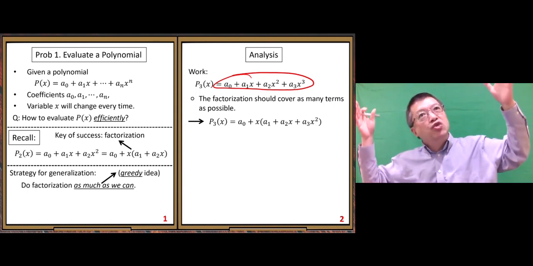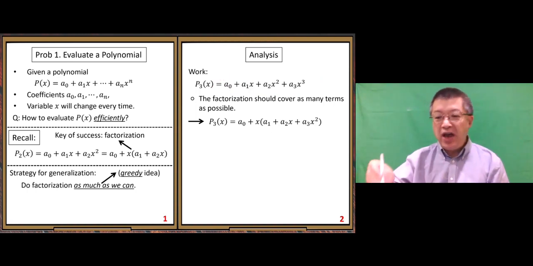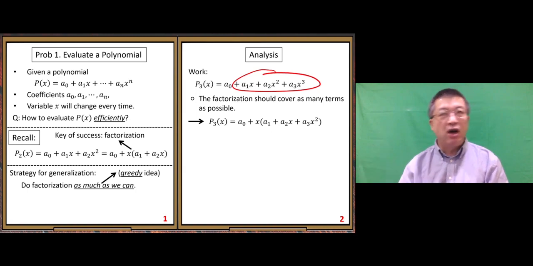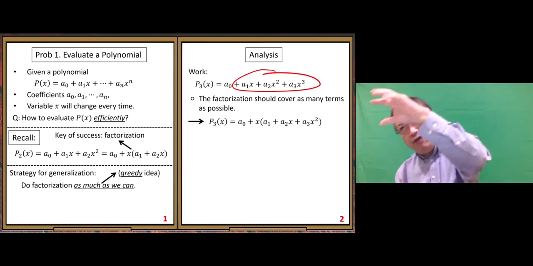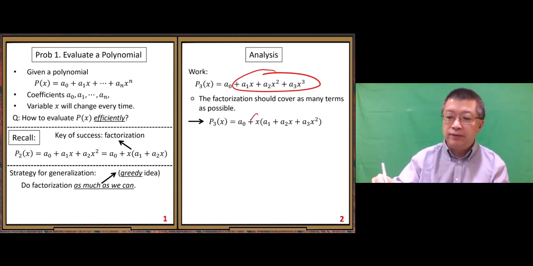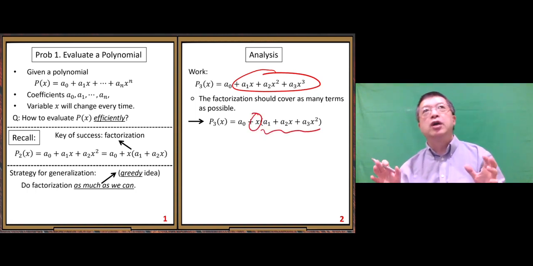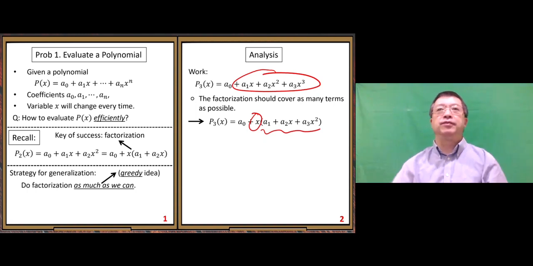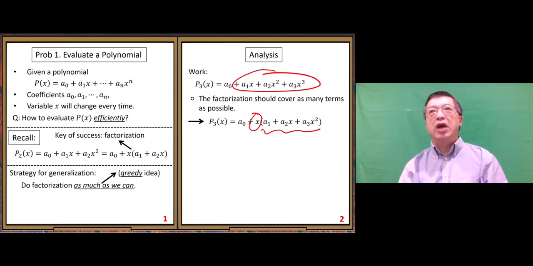So let's reduce 1. Can we cover 3 terms? Yes, we can, because the last 3 terms share a common factor. So we can factor that x out. Okay? So then we have some remaining terms inside the parentheses. That's the first time we apply the greedy strategy. This is the greedy strategy applied.